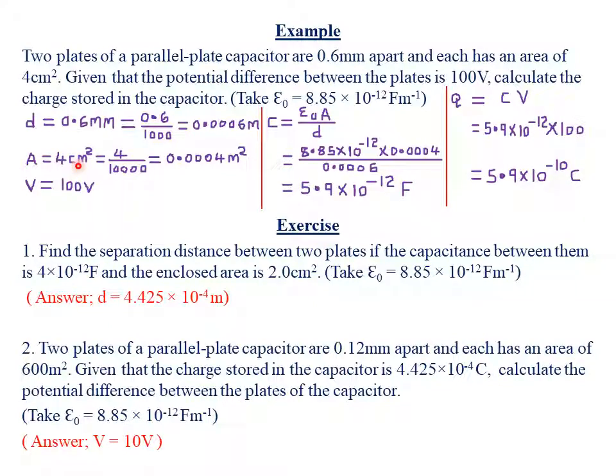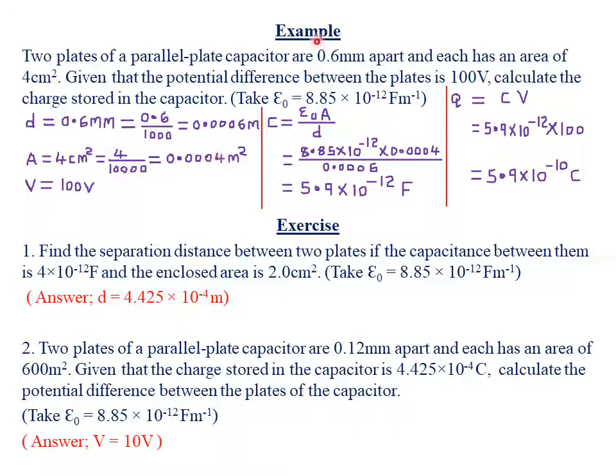Again, we know the SI unit for area is square meter. And we know that 10,000 square centimeters is equal to 1 square meter. What about 4 square centimeters? So that will be 4 square centimeters over 10,000 square centimeters times 1 square meter, which gives us 0.0004 square meter.